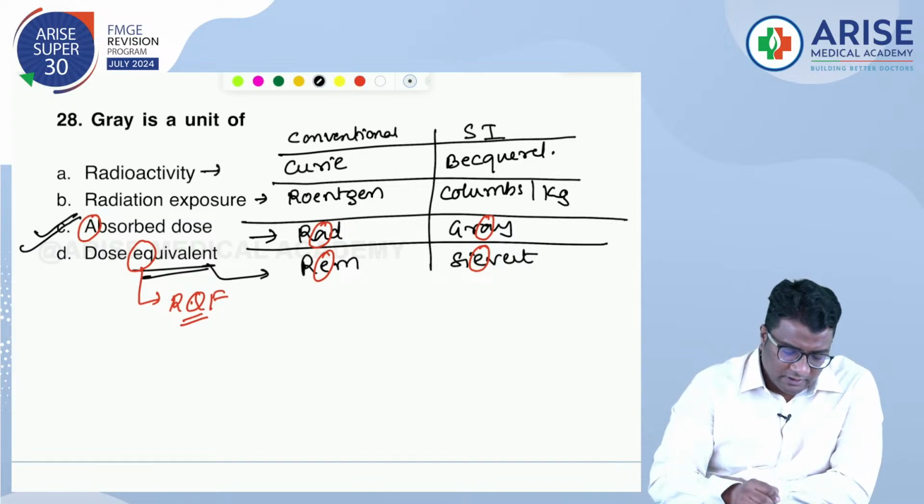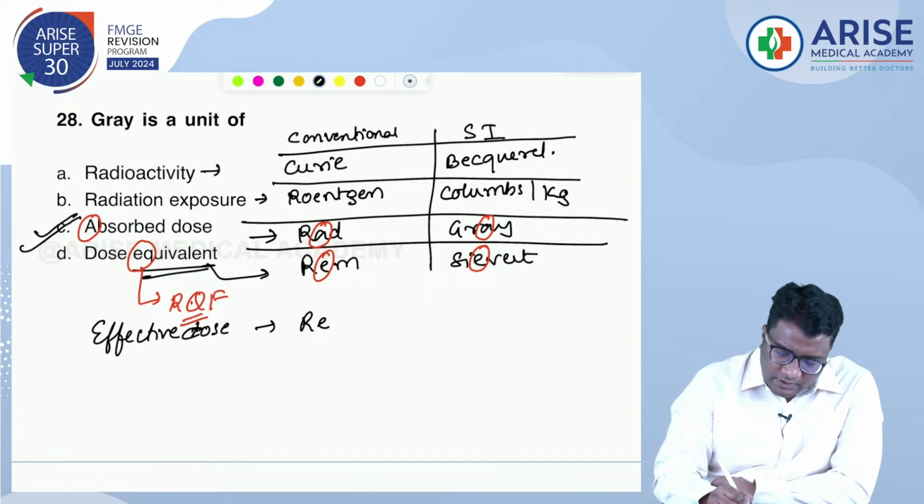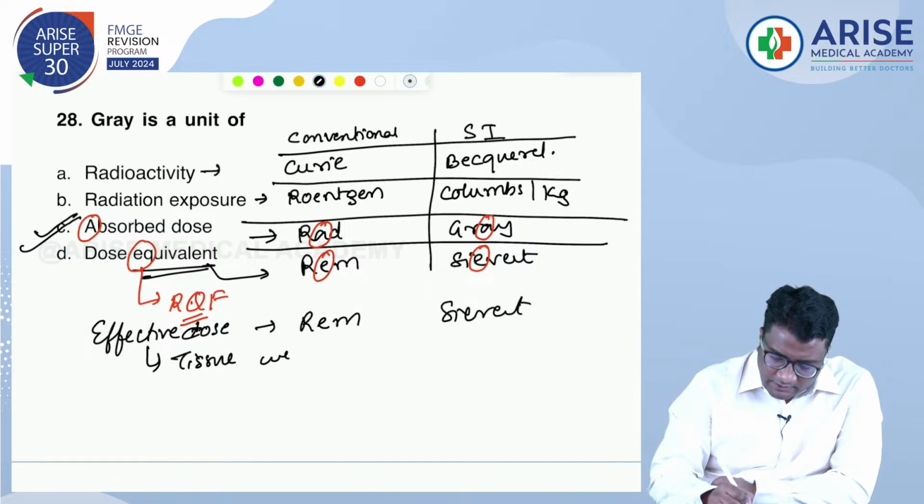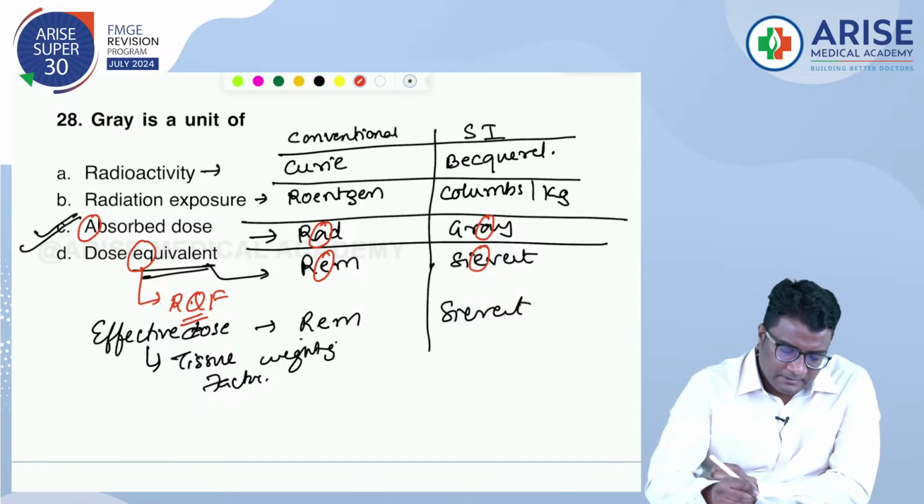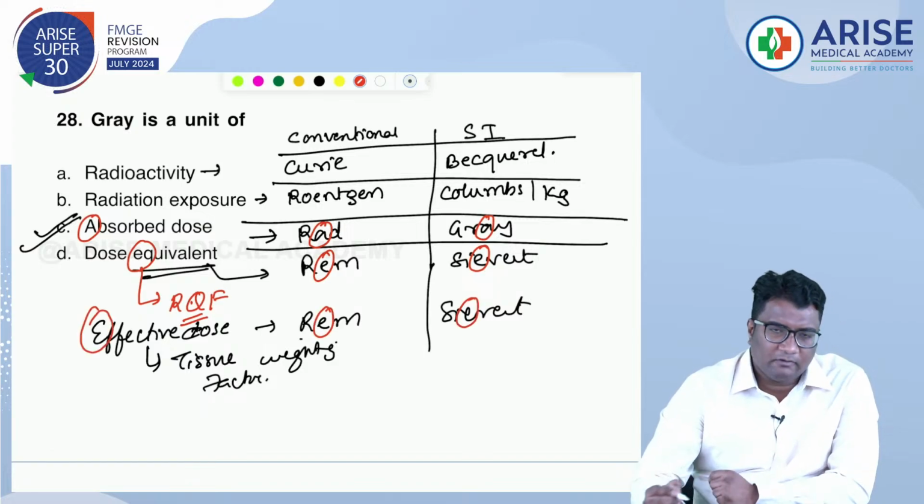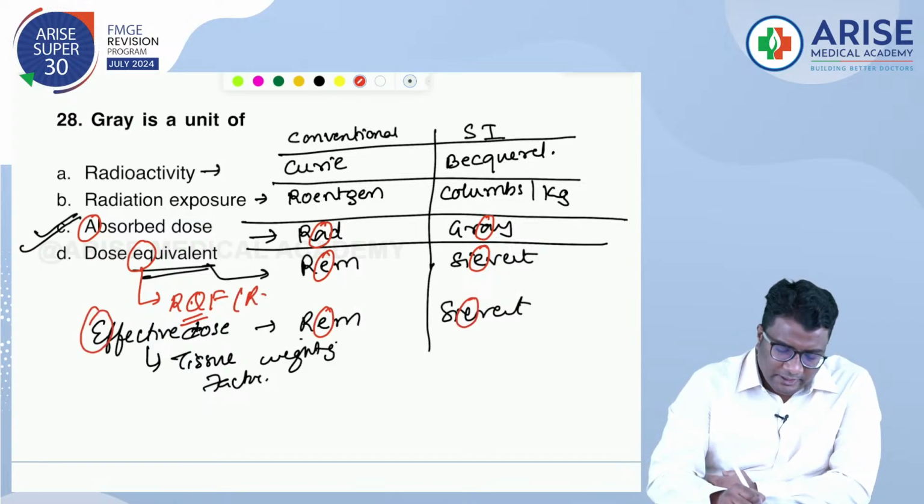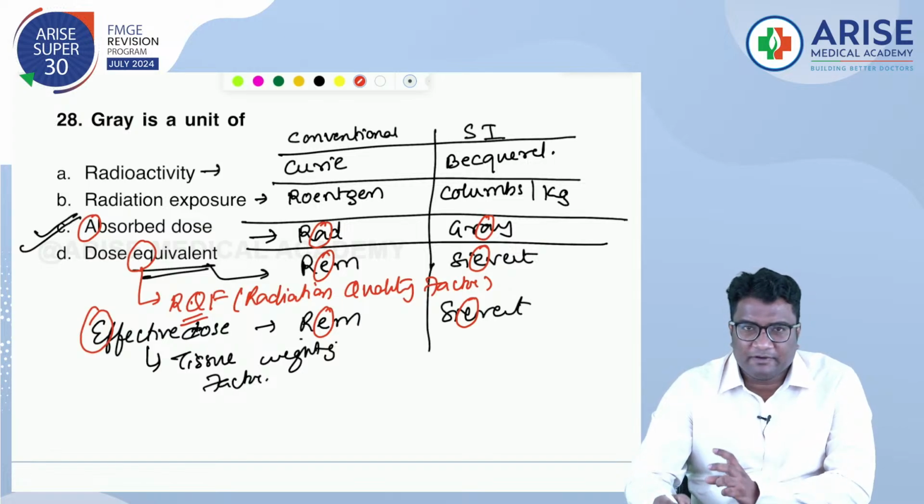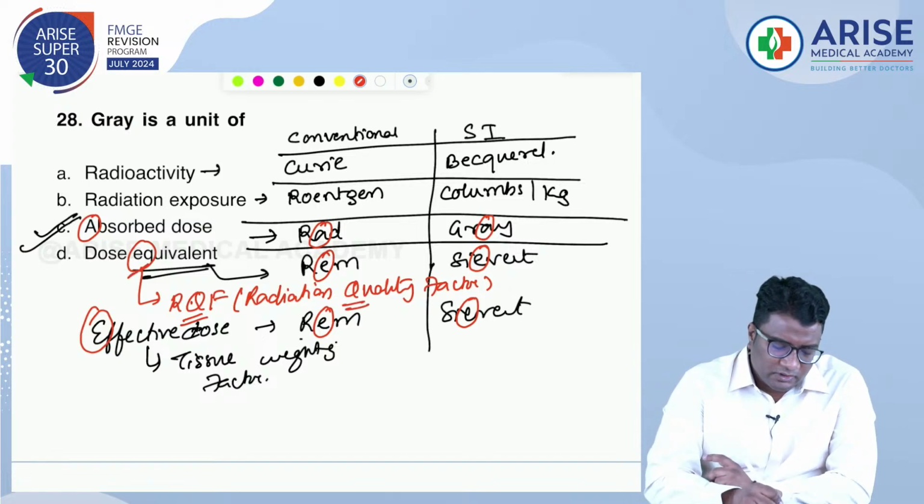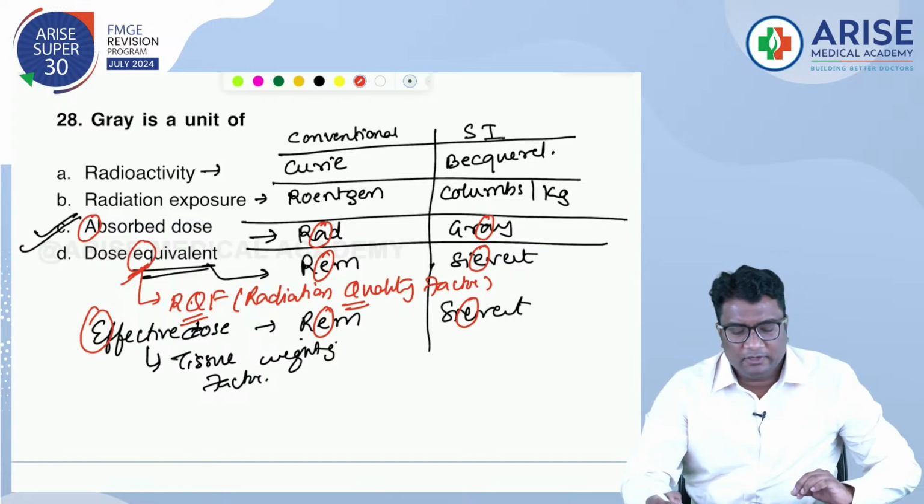Okay, so there is one more thing called effective dose also. Effective dose is also Rem and Sievert. But effective dose uses tissue weighting factor. So Rem and Sievert, both of them are for equivalent and effective dose. What is the difference? One uses radiation quality factor, one uses tissue weighting factor. So tissue weighting factor is used in effective dose, radiation quality factor is used in equivalent dose. These are for radiation units.